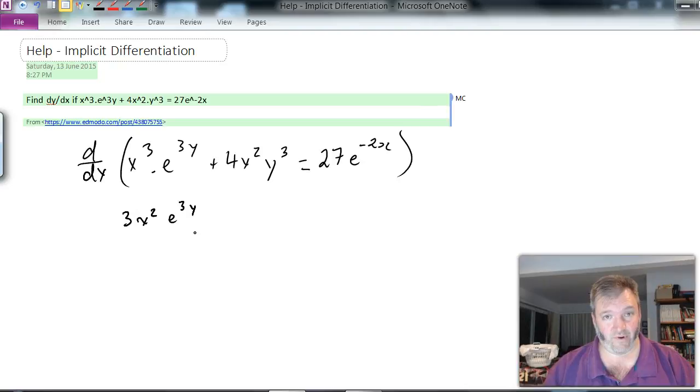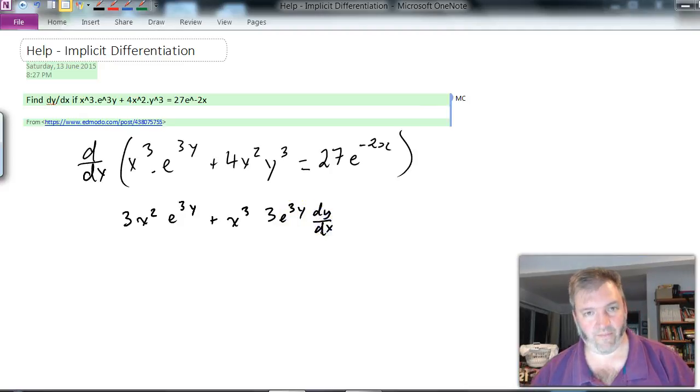Then the other half of our product rule, that was u'v. Now we have to do plus uv'. So I leave the x cubed alone. The derivative of e to the 3y in terms of x, I do d/dy of that. So it's 3e to the 3y multiplied by dy/dx. And there's that dy/dx term that we're looking for. Might not be the only one, we'll keep going and see what we get.